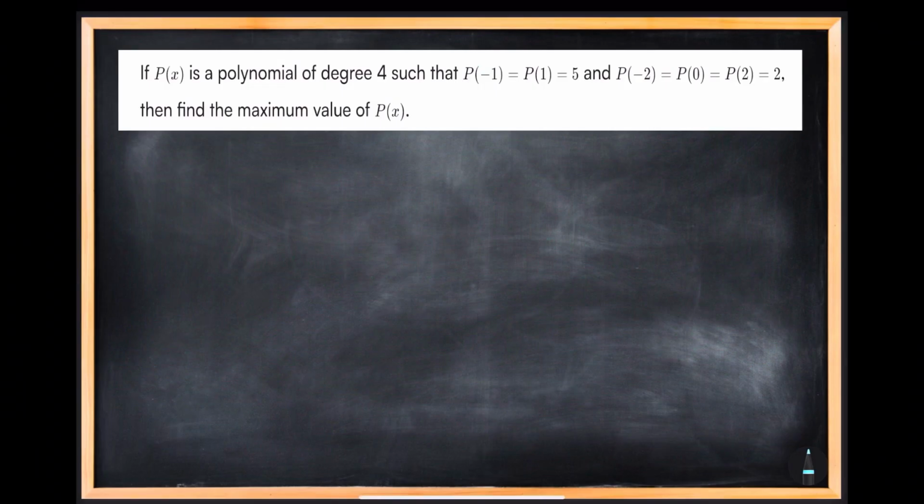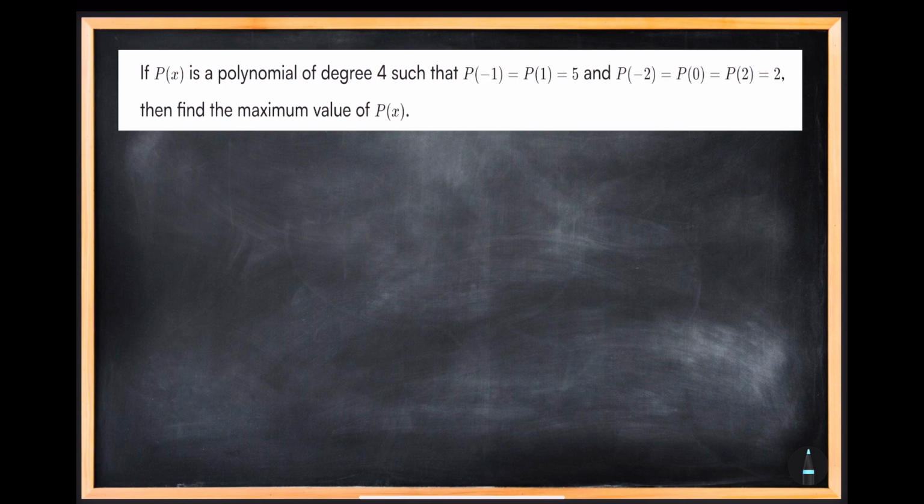So we got this situation to handle. If p of x is a polynomial of degree 4 such that p of minus 1 equals p of 1 equals 5, and p of 2, p of 0, p of minus 2 equals 2. So they are symmetric, okay? The remainders are not in AP. So we have to solve this thing in a different way.